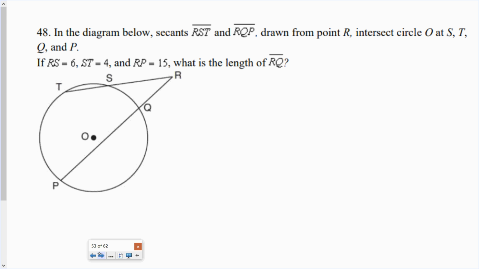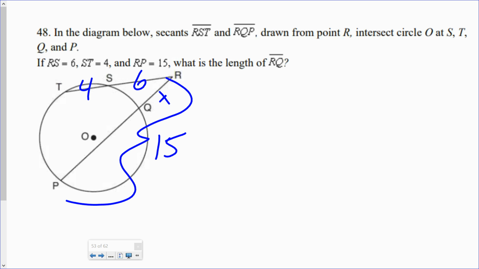RS is 6. ST is 4. RP is 15. RQ is X. Arcs and angles or segments? This is a segment. This is a segment. This is a segment. This is a segment. These are segments. Four segments.